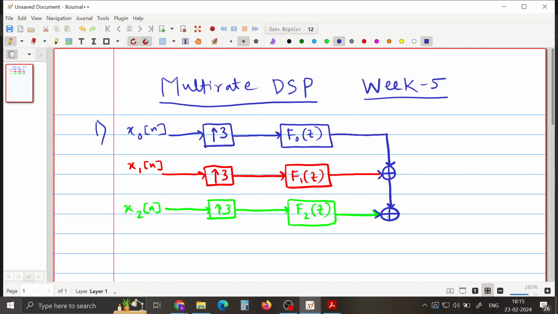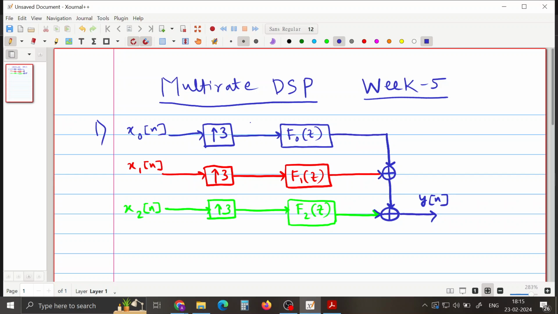Okay, and this final output is the one which we want to study. So the spectrum of y of n is what we are interested to find. Since there are multiple blocks in each of these chains, to arrive at y of n, we will go step by step from left to right.